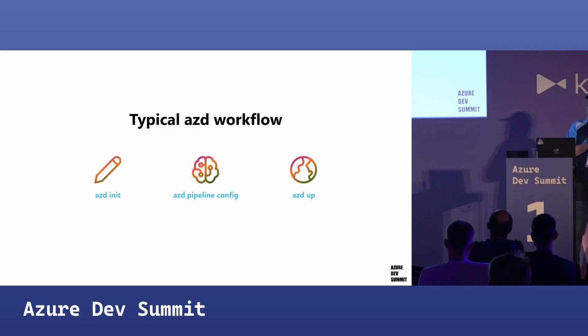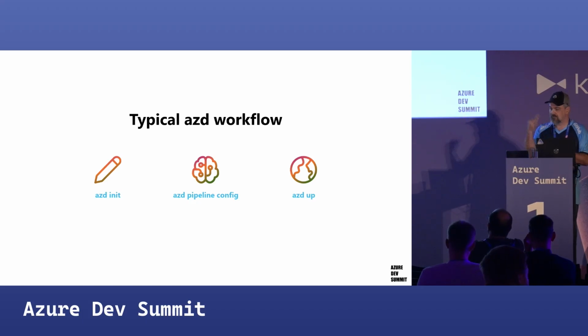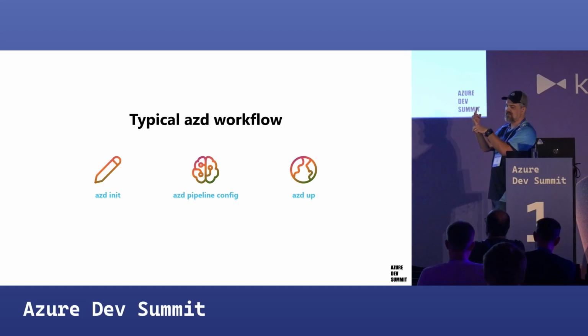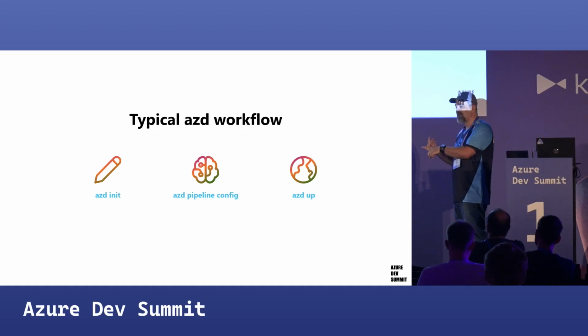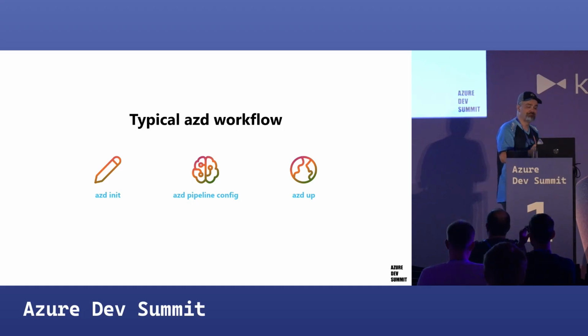You install AZD. It's available from some of the Linux package repositories. It's available from Winget also. So there are 3 commands that you need to know: AZD init, AZD pipeline config, and then AZD up.